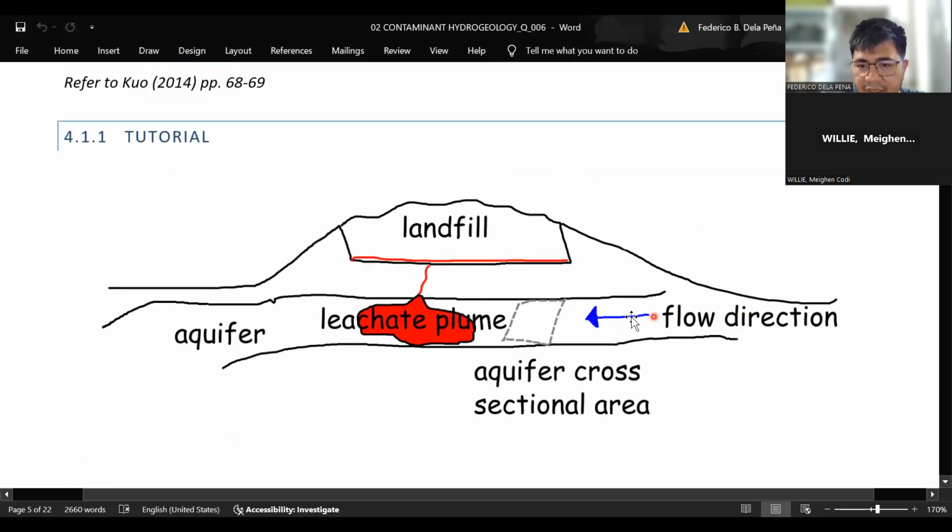And you can see here the blue line, which is the flow direction of your groundwater. And then you have this dashed gray box, which represents the cross-sectional area of the aquifer.